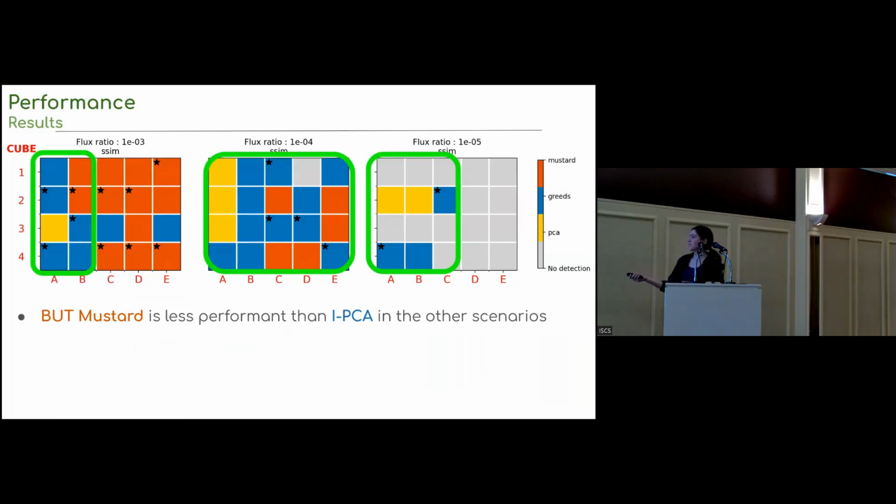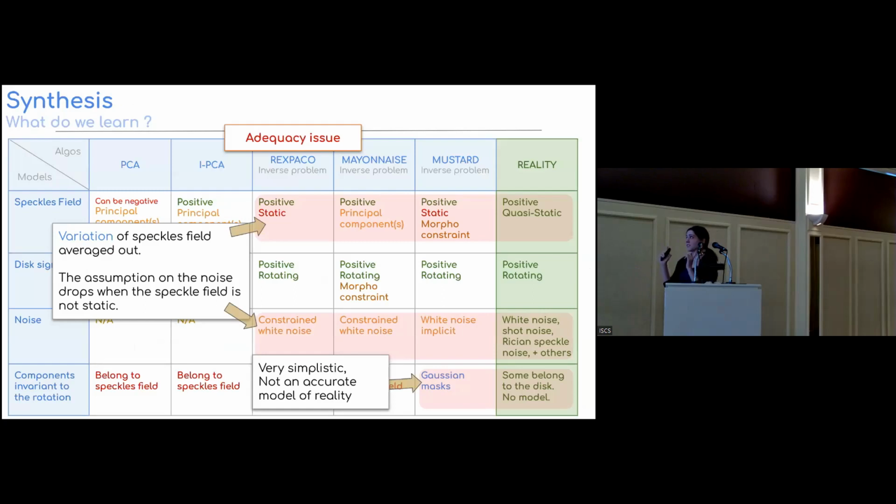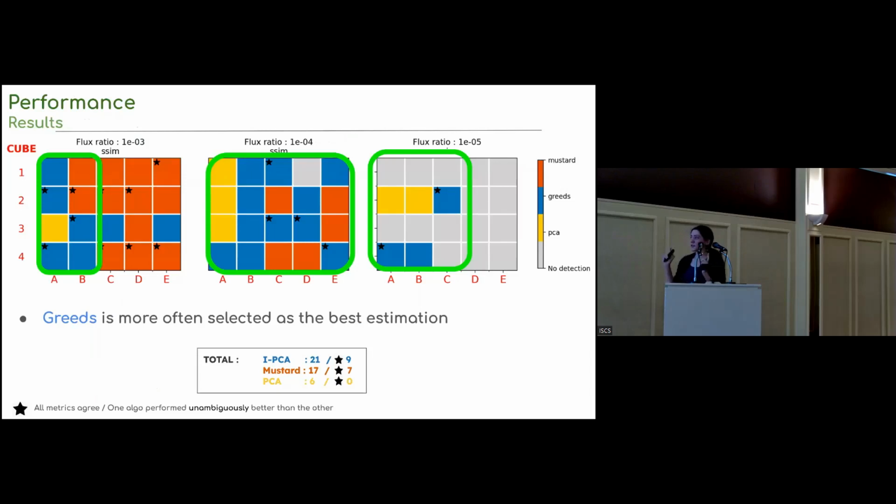This can be explained by the adequacy issues between our model and reality. Modeling the speckles as static can be a problem for plain disks, as the variation of the speckles will average out, so it will not work very well. Also the Gaussian mixture that I'm using is not a very good prior. It works somehow, but it's not perfectly realistic. Last observations: overall, grid is more often selected as the best estimation, and it also totals the most black stars, so an unambiguously better estimation.